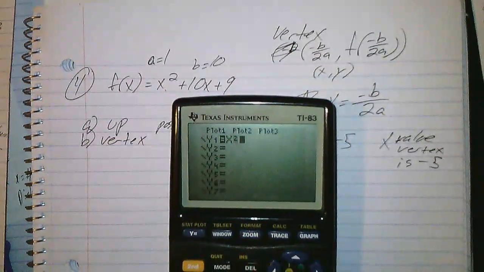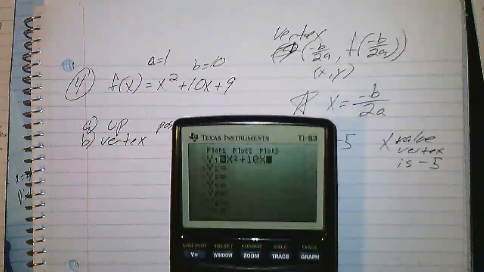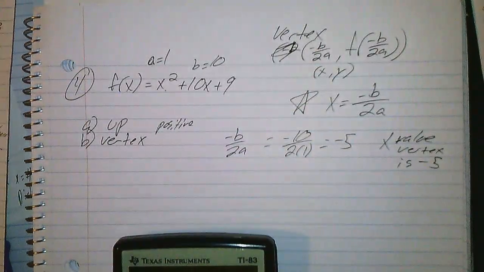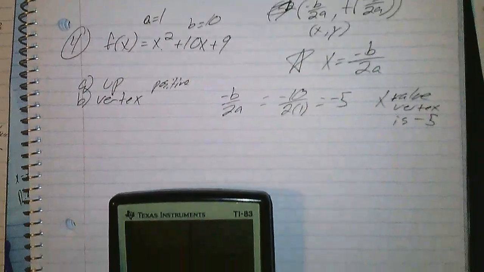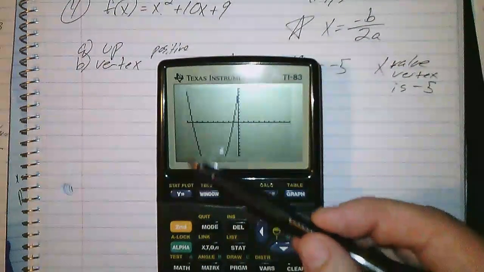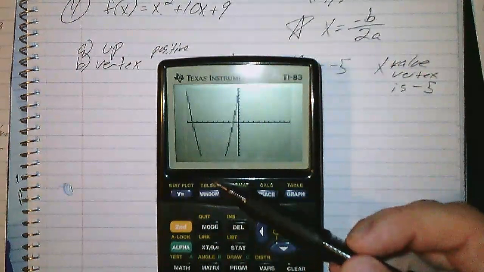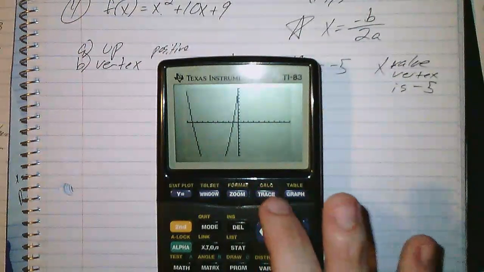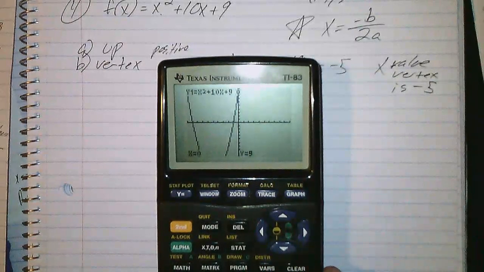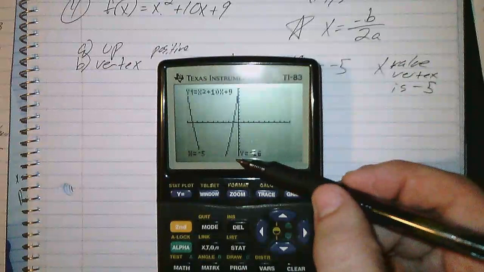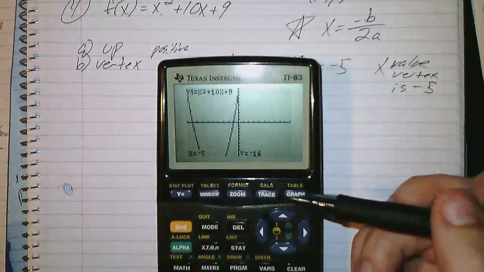I'll move this in a second. x squared plus 10x plus 9. So we can't really see the vertex right now. We could change the window so that we could look further down. But again, I like this trace feature when I hit trace and then type in a value like -5. If I hit -5 and enter, this will just give us the y value of the vertex.